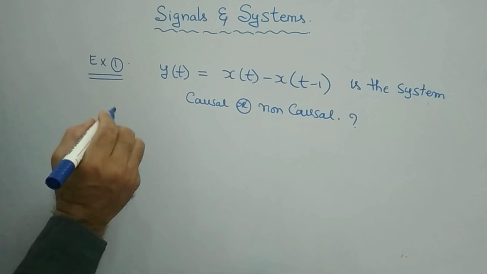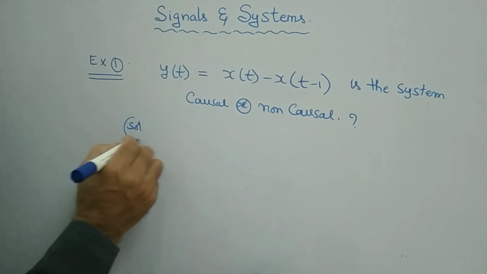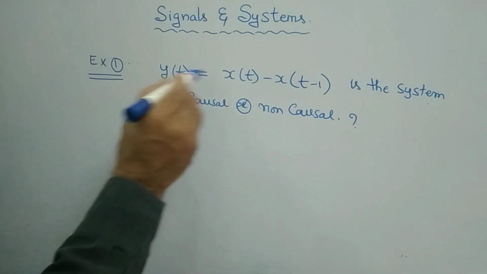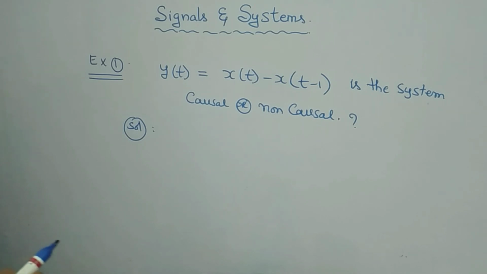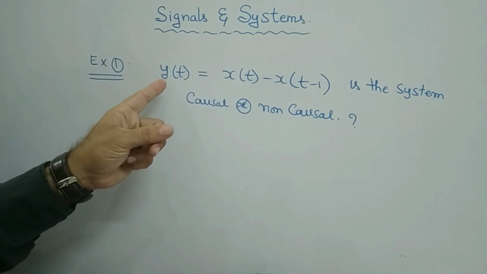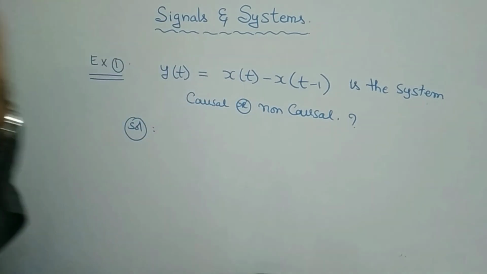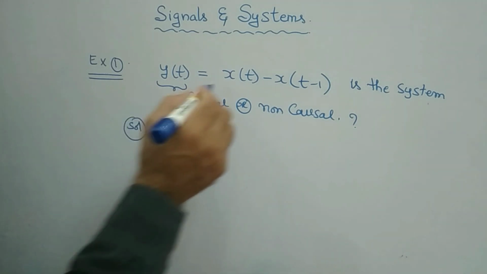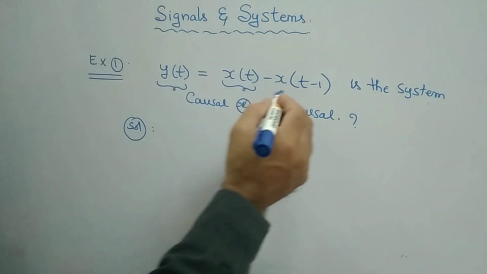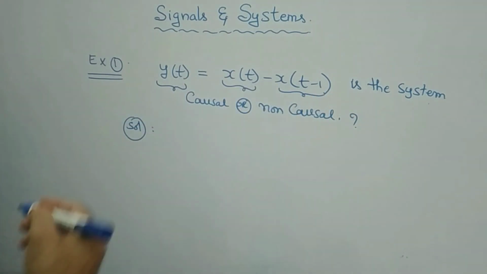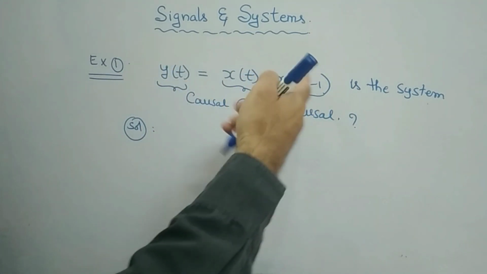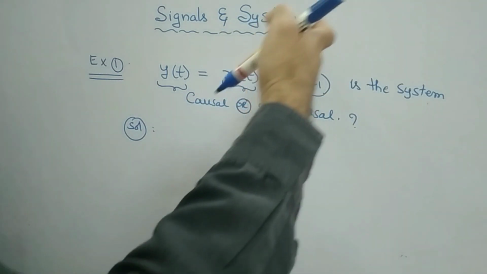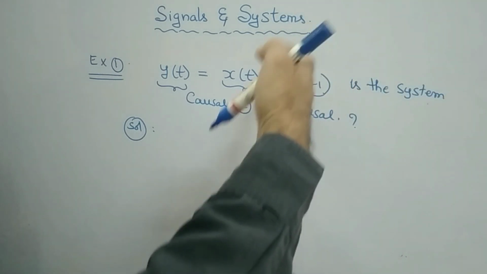This is the question. Now, how can we solve this? This is the given system, the output of a system: y of t is equal to x of t minus x of t minus 1. This is the expression of the output in terms of the inputs, right? By simply observing it, you can say that x of t is the present input. What is x of t minus 1? It is a past input. So it does not have any future values like x of t plus 1 or y of t plus 1.